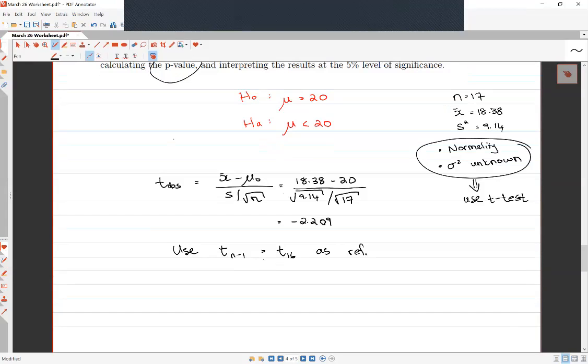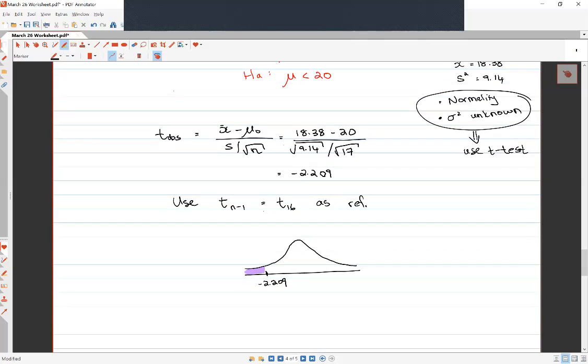Now, our alternative determines how we calculate our p-value. Alternative says mu is below a certain level, which means we want the area below our observed test statistic. We want to determine here how much area is below this value of negative 2.209. But we have to do it now using the t-distribution CDF.